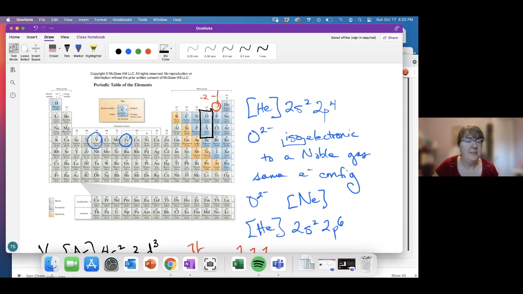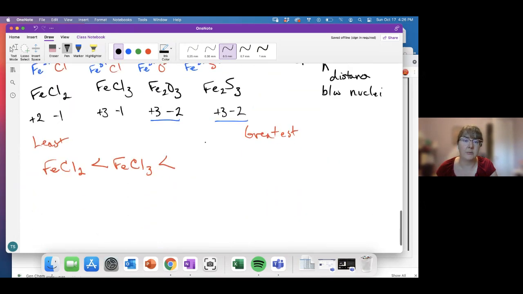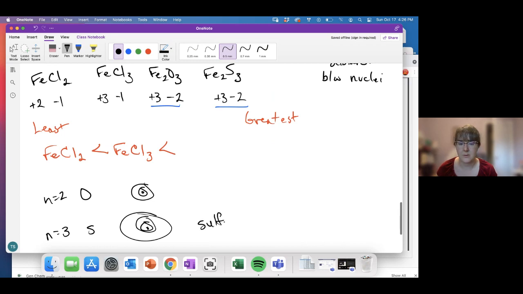So these are going to have different sizes, but I can figure that out based on that old Bohr model of the atom, based on how many values of N I expect to see, and therefore which one is going to be larger. So all I really have to think through is that oxygen is in N equals 2, so I expect it to look something like that. And sulfur is in N equals 3, 1, 2, 3. So I expect sulfur to be larger. Since it's larger, its nucleus is going to be farther away from the iron. So this is farther apart.